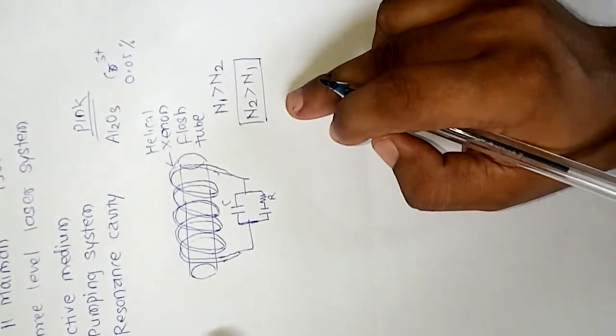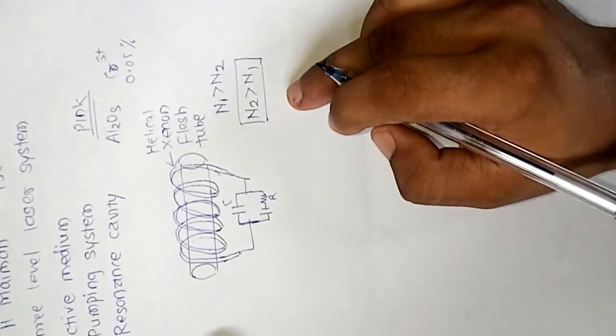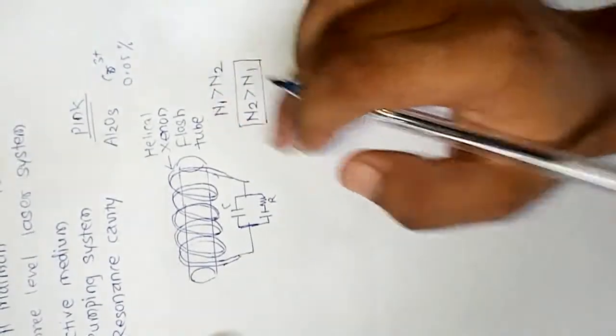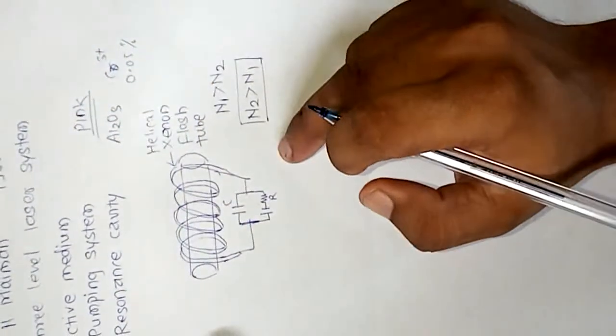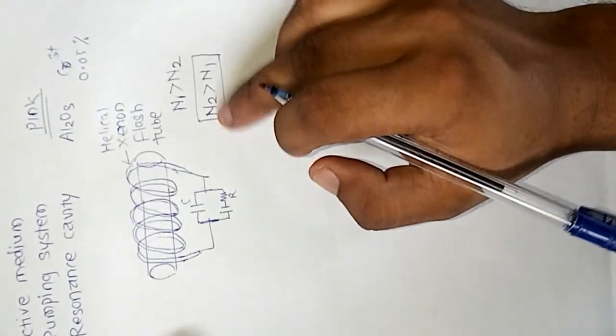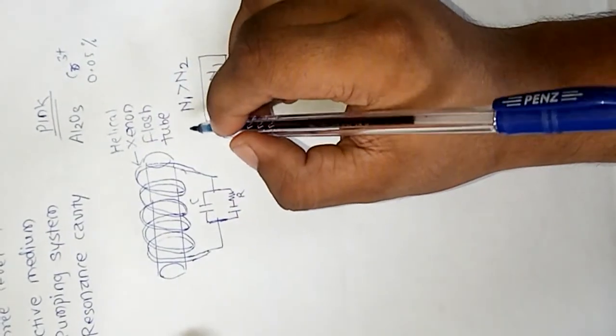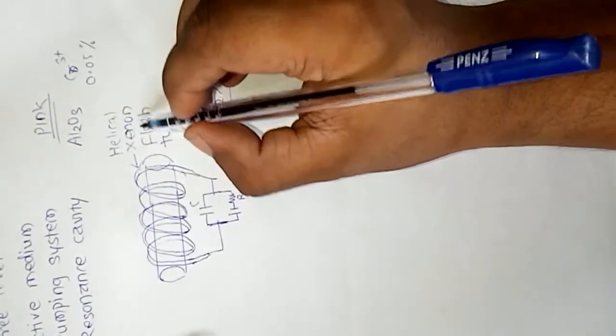So we have to make N2 greater than N1, and for this we have to make a transition from the ground state energy level to the excited state energy level. To make this transition we require pumping, and hence we use optical pumping here, and for that this helical xenon flash tube is used.